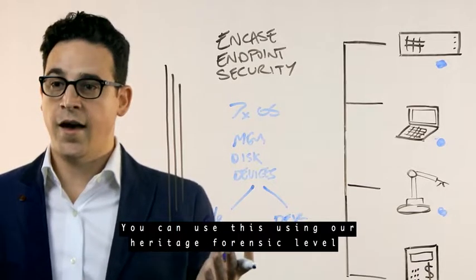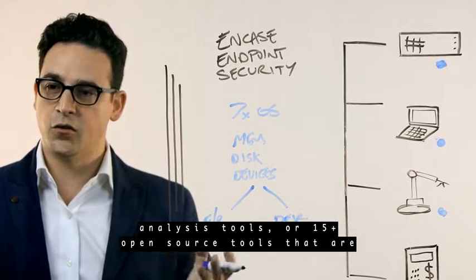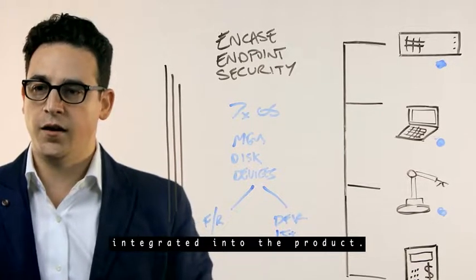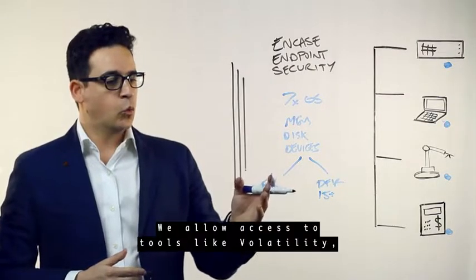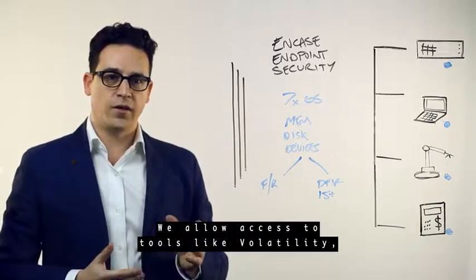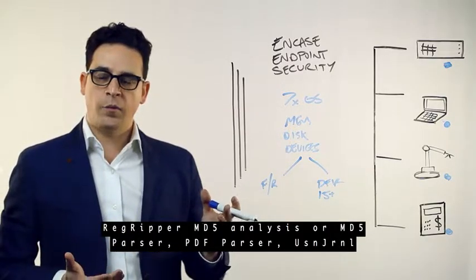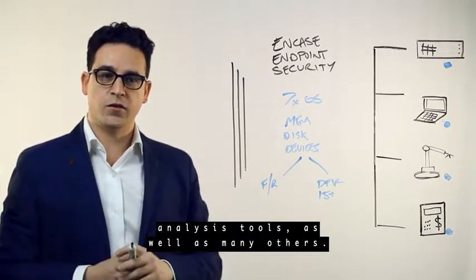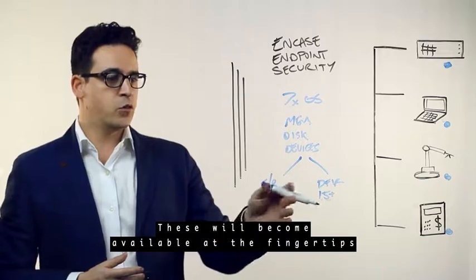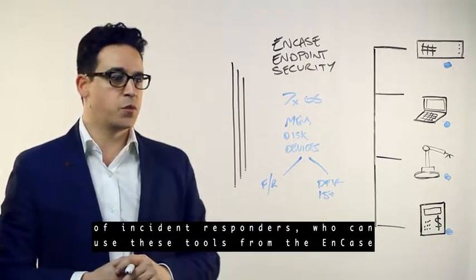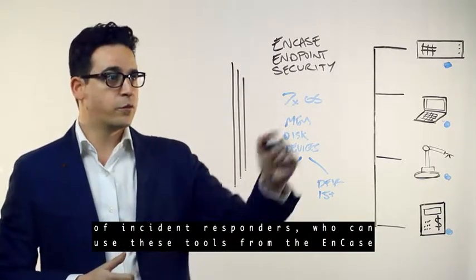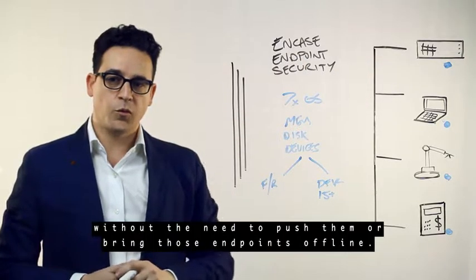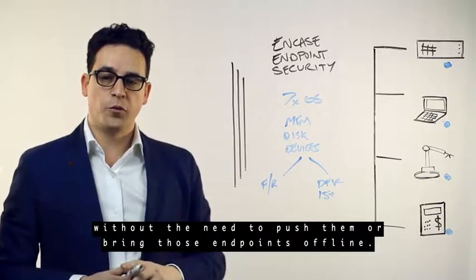You can do this using our heritage forensic-level analysis tools or 15+ open source tools that are integrated into the product. We allow access to tools like Volatility, RegRipper, MFT analysis or MFT parser, PDF parsers, USN journal analysis tools, as well as many others. These all become available at the fingertips of incident responders, who can use these tools from the EnCase endpoint security console on individual endpoints without the need to push them or bring those endpoints offline.